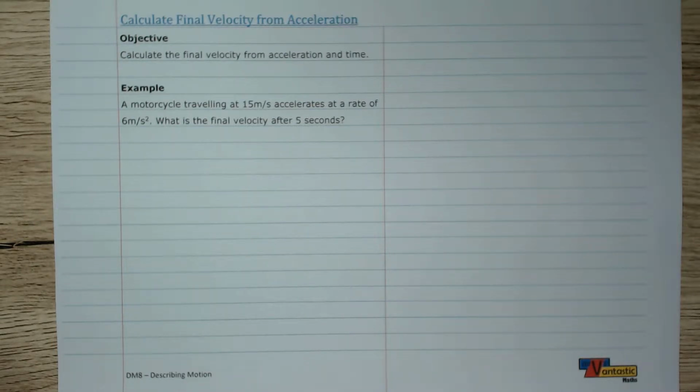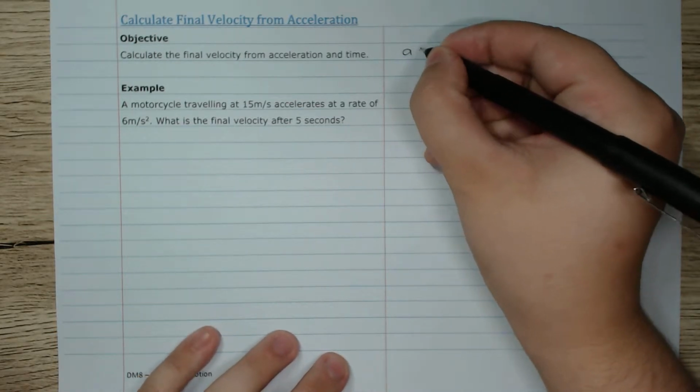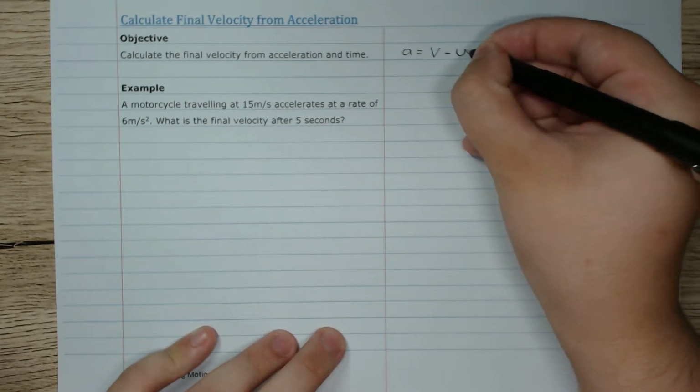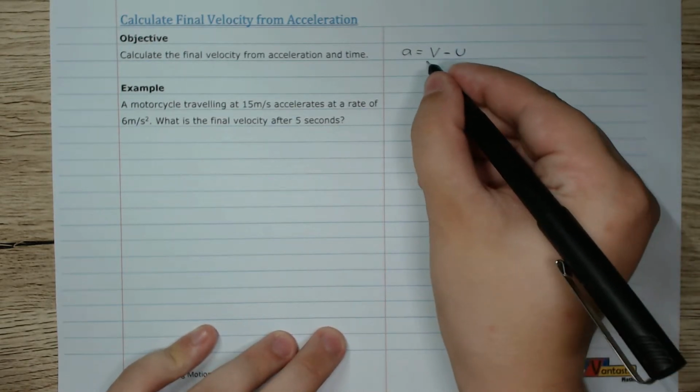Hi, this is Mr. V, and in this video we are going to look at how to calculate the final velocity from the acceleration equation. So remember that the acceleration equation is acceleration equals final velocity minus initial velocity divided by time.